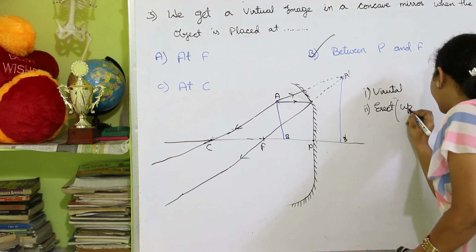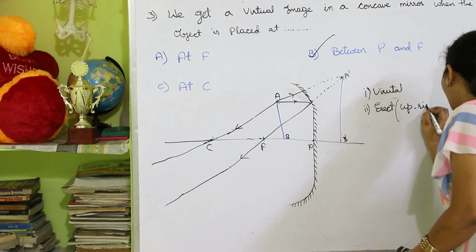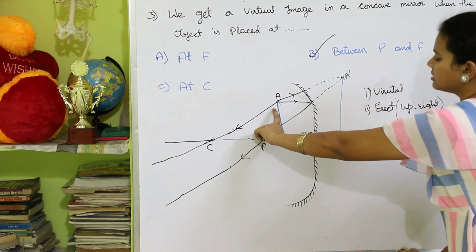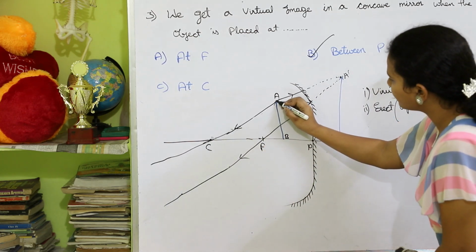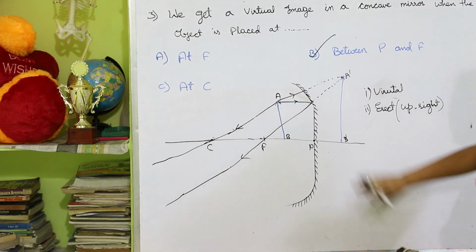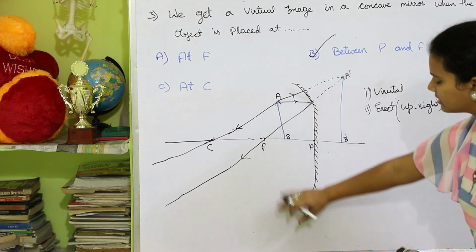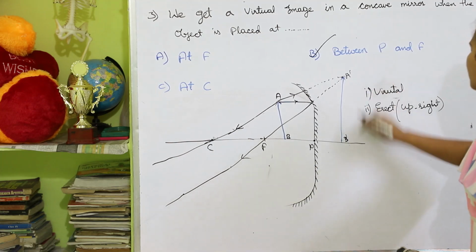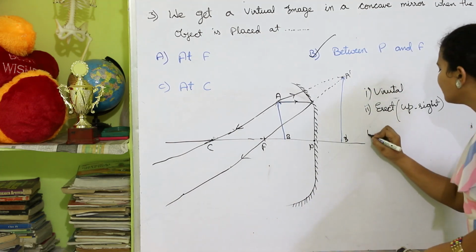Erect means upright, straight. You can observe here, this is the erect one, this is the upright one, and here we are getting an upright image. This image is not formed inverted, but it is formed upright. So this is what we got, and the third one will be magnified.